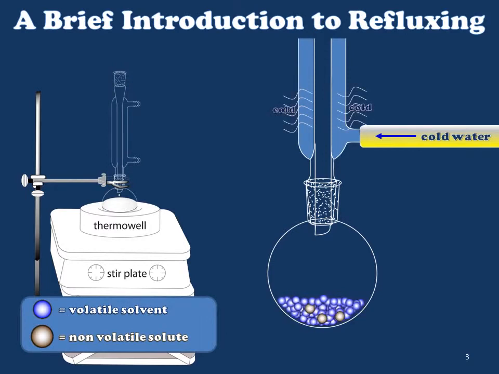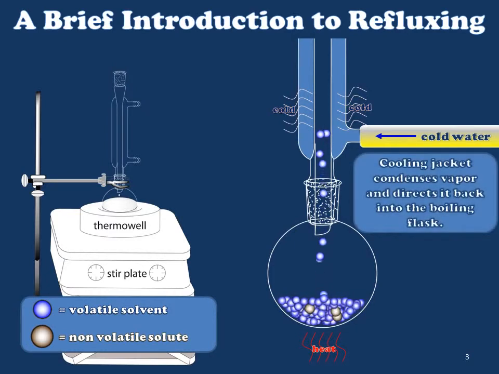The effect that this will have as we heat the boiling flask is to recondense vapor, sending it back to its original location. Let's take a look at this as it happens. I apply heat to the flask, and my solvent begins to boil. But rather than escaping to the atmosphere, when it reaches the cooling jacket, it condenses and falls back into the boiling flask. Therefore, the net change in volume of my solvent should be zero.